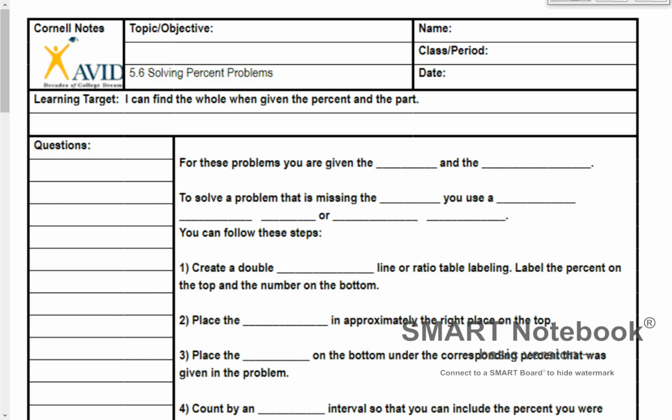So for these problems, you're given the part, which would be like the part that you got correct, and the percent. So the percent that you got correct. To solve a problem that's missing the whole with a W, you use a double number line.